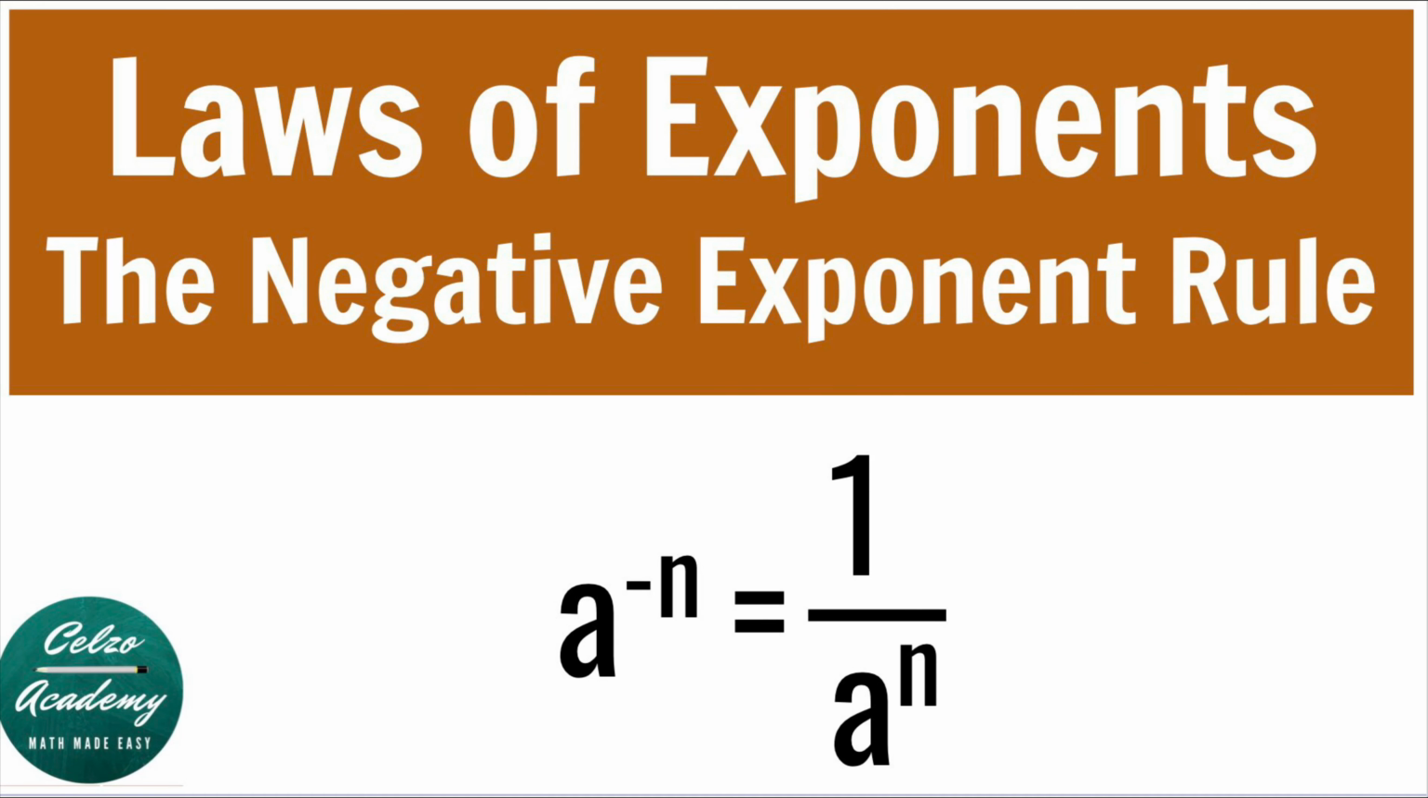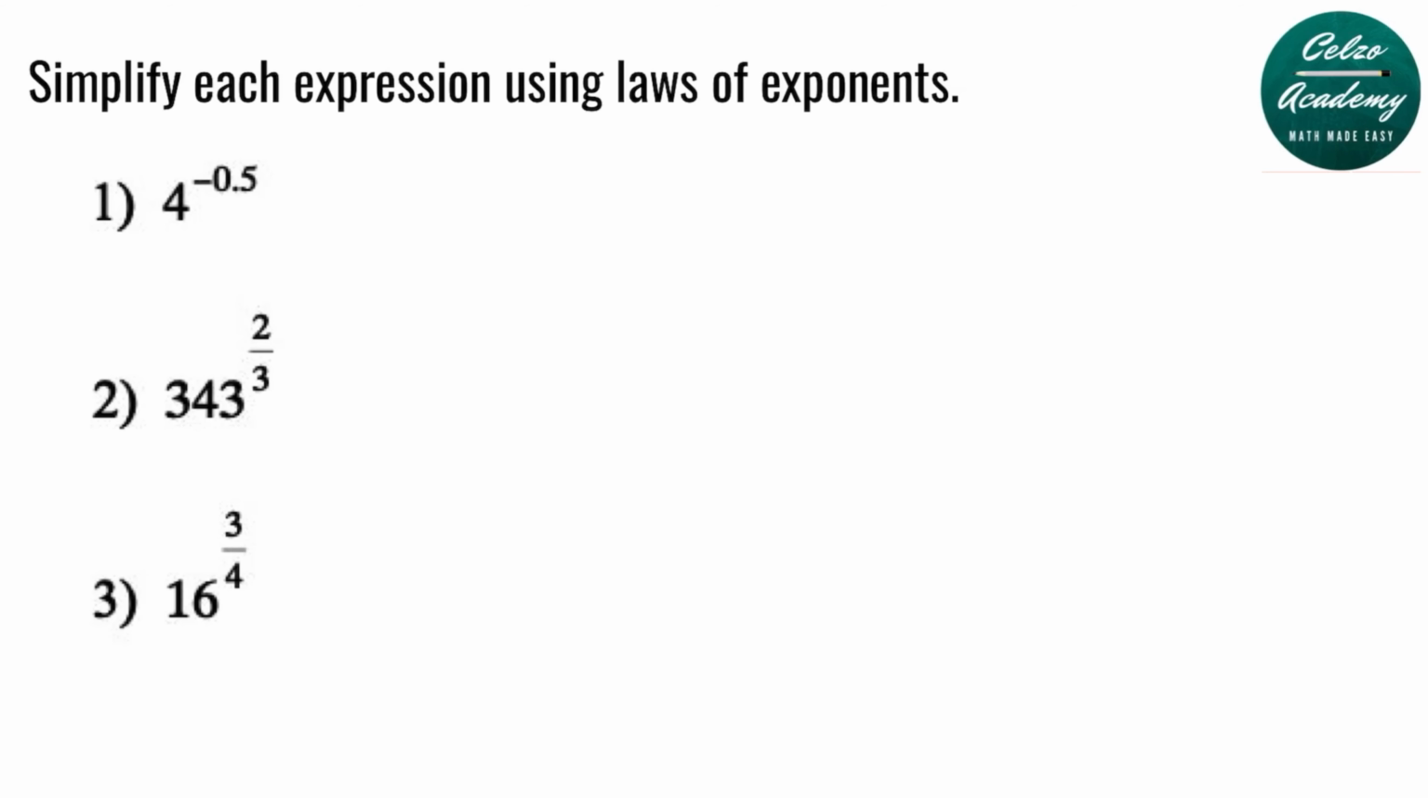The negative exponent rule states that a to the power of negative n is equal to 1 over a to the power of n. Question number 1. 4 to the power of negative 0.5. 0.5 is the same thing as 1/2, so this problem is the same thing as 4 to the power of negative 1/2. Now we need to rewrite base 4 with exponent of 2 or a multiple of 2.